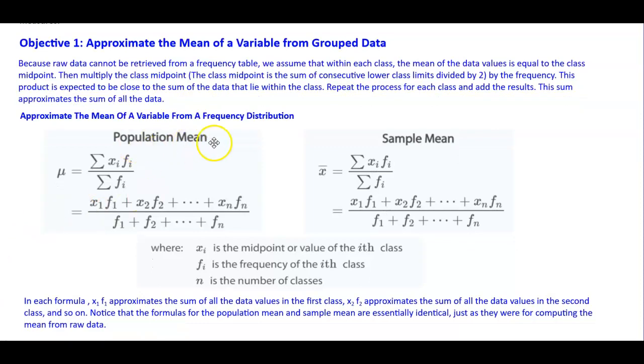We have our population mean and we have our sample mean. Remember, the population mean has the symbol mu, and the sample mean has x bar. They're going to be the same formulas. Just remember the difference between population mean and sample mean.